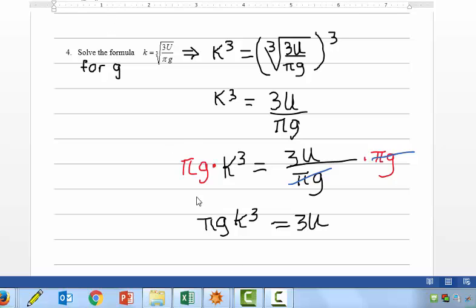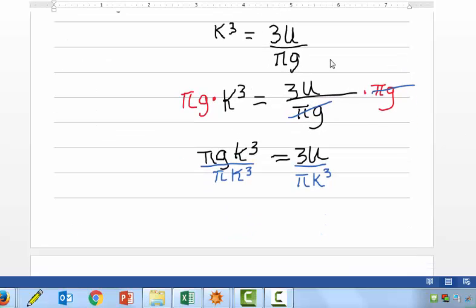So I'm going to divide the left side by pi k cubed so that g will be isolated, and I have to also divide the right side by that. So now I've solved for g. g equals 3u over pi k cubed. That's my final solution.